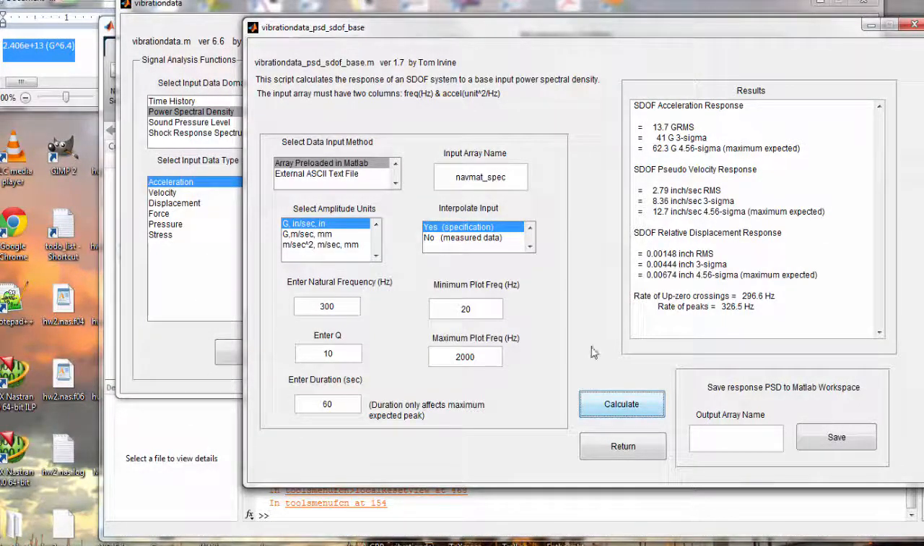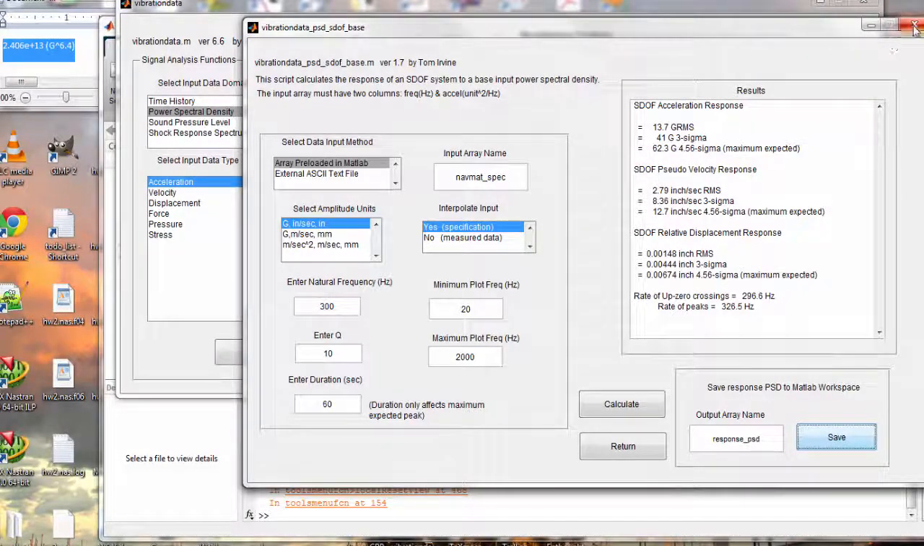Okay, let's go ahead and we're going to save this. We've done the calculation. And this number should look familiar to you. In the frequency domain, the PSD response for the oscillator is 13.7 GRMS, and we had that same value in our time domain method. So let's just save this as, I'll call it response underscore PSD.